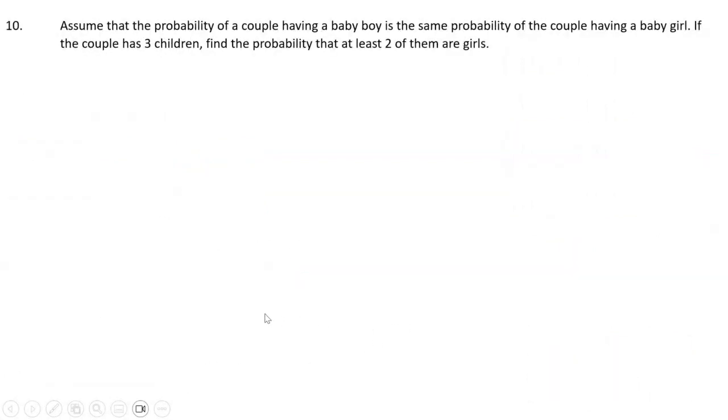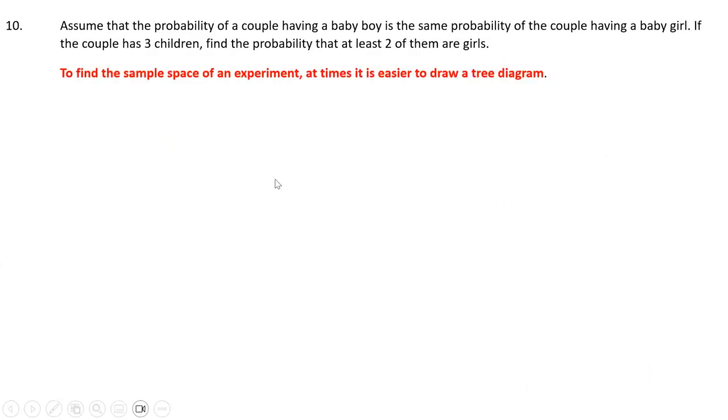Now, number 10 on exam review number 4. It says, assume that the probability of a couple having a baby boy is the same as the probability of having a baby girl. If the couple has 3 children, find the probability that at least 2 of them are girls. In my opinion, guys, I tell my students that it's always wise to draw yourself a little tree to find a sample space. So here we go. Let's draw a tree.